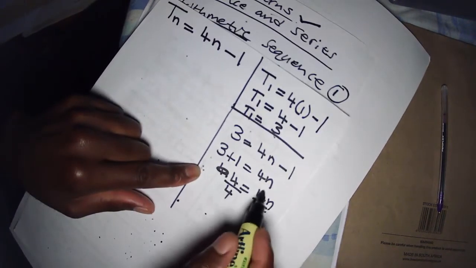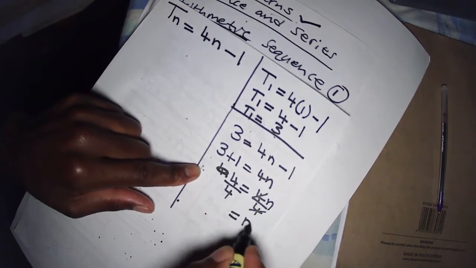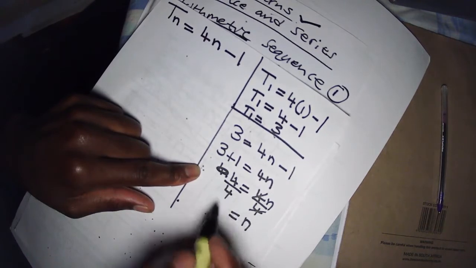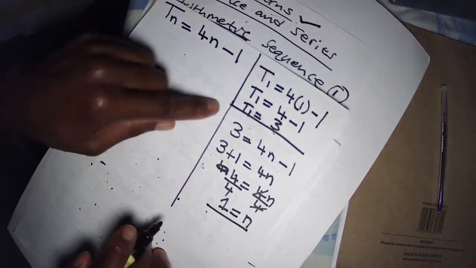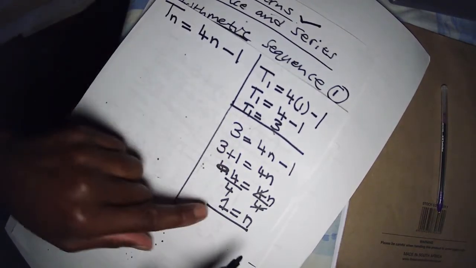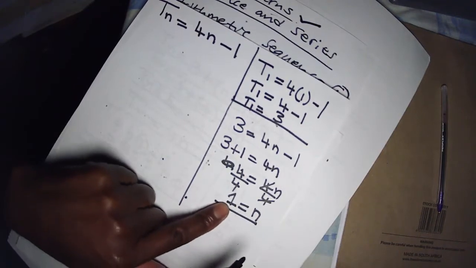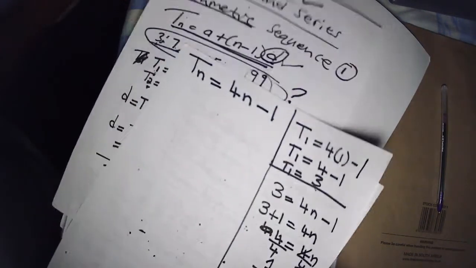So 4 and 4 divide, the remainder is 1, 1 times n. 4 divided by 4, we get 1. So it tells us that when we sub 3, we get 1. So 3 is term number 1. Okay, now let us try to get 99.